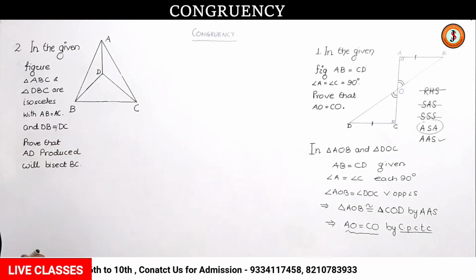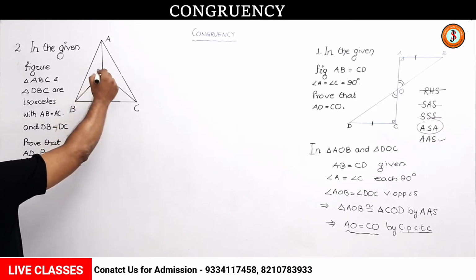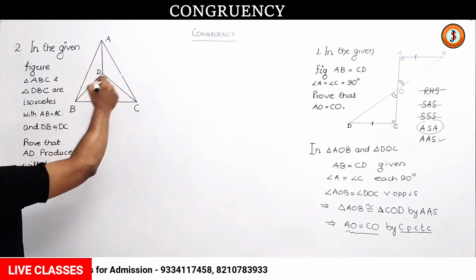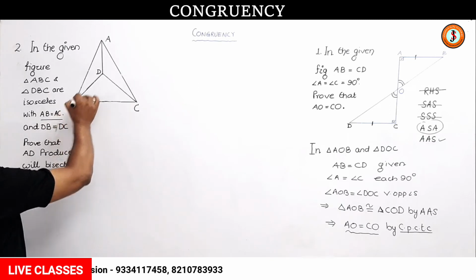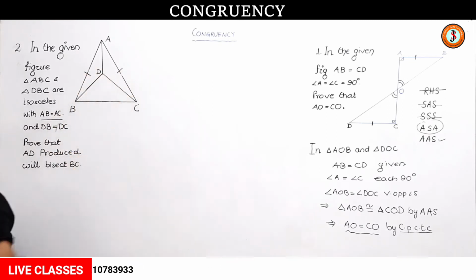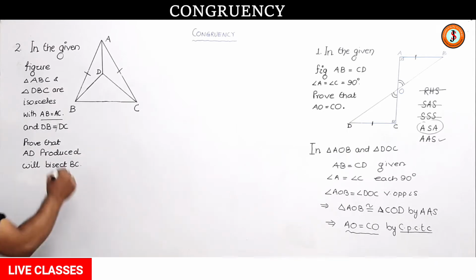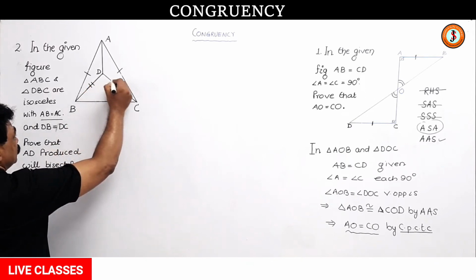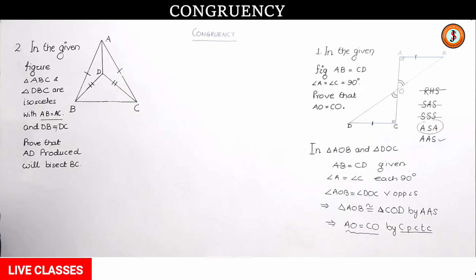The second question says, in the given figure, ABC and DBC are isosceles with AB equal to AC, so I am putting this sign equal. Then DB is equal to DC, so I am putting this sign. Now they are telling us to prove that AD produced will bisect BC.